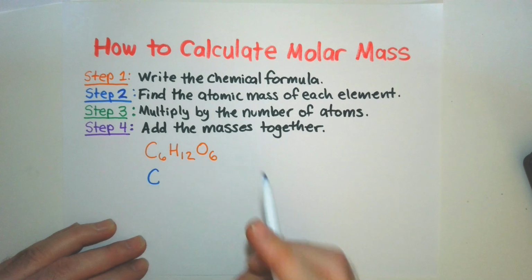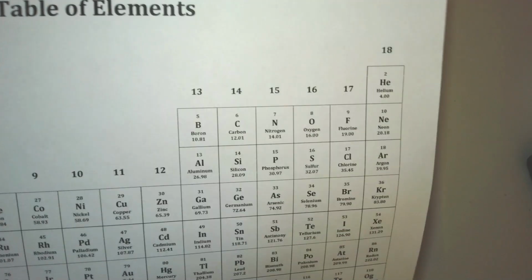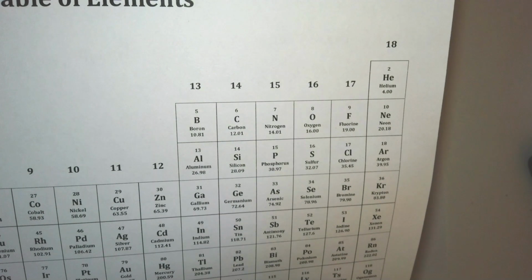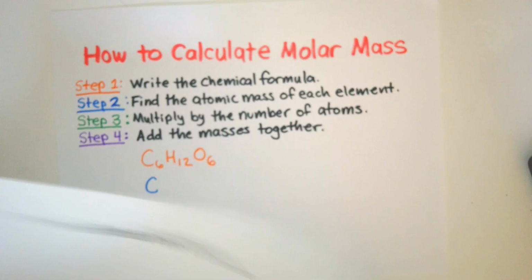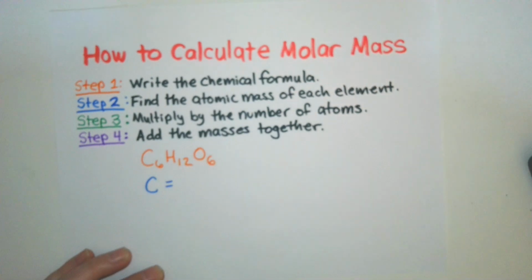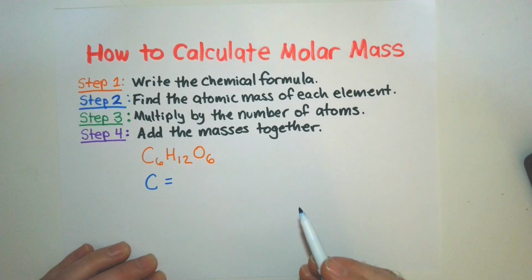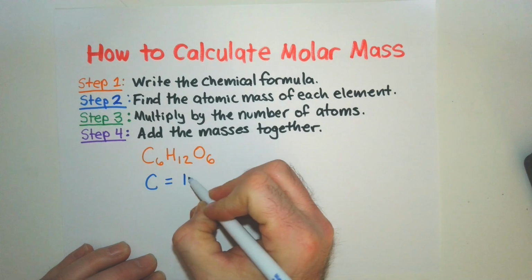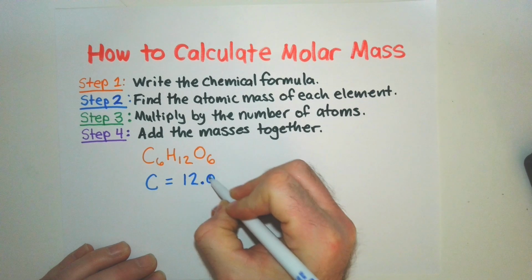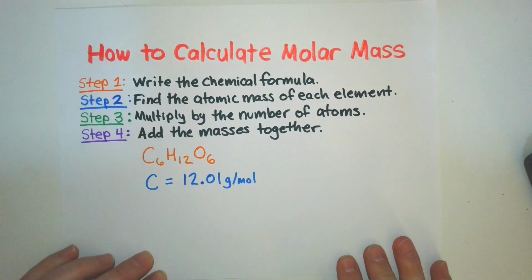All right, so for carbon, if I look at my periodic table, as I go through here, see if I can get this to focus, we have 12.01. Sorry for my shaky hands. So for carbon, we have 12.01, and that is in terms of grams per mole.